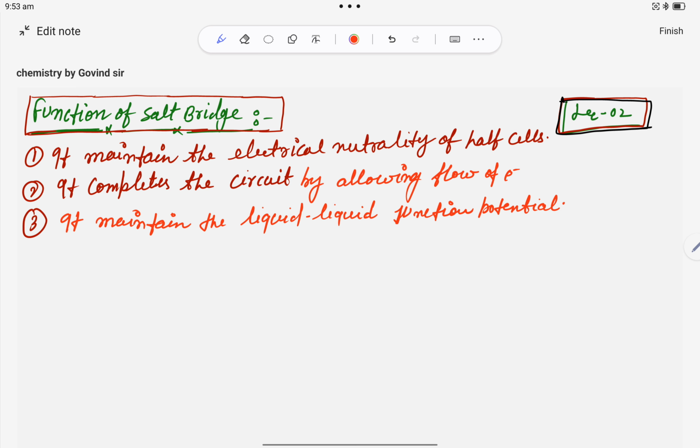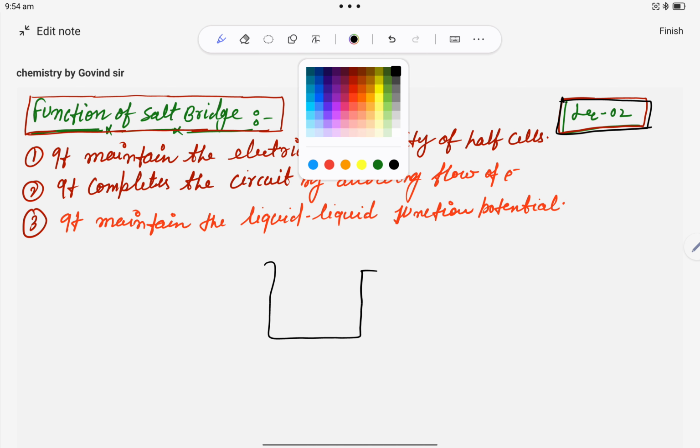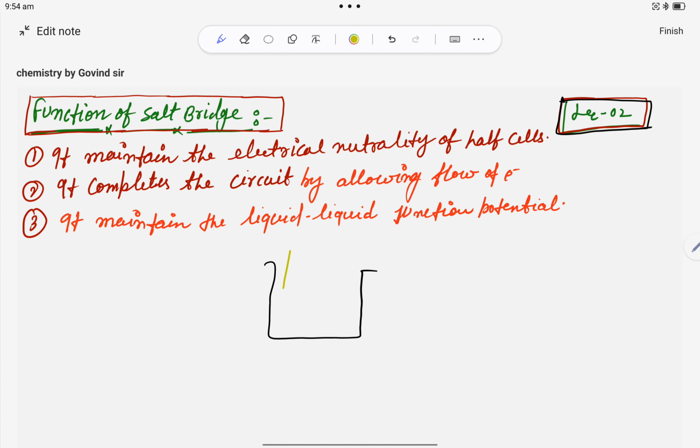What is liquid junction potential, children? See, when you purchase a cell from the market, 2 containers are not there. In one container only all the things happen. So this is the container. On one side a zinc rod is placed, and this is the copper rod, and different solutions are filled.